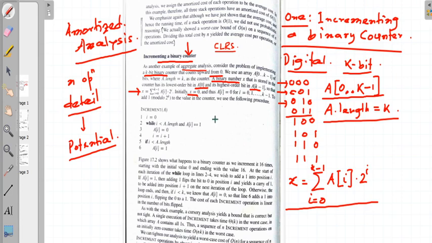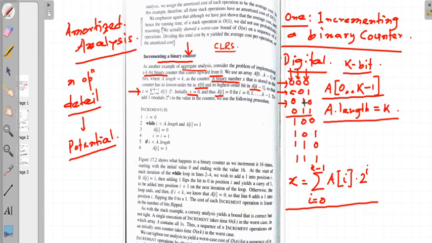Okay, so this is the setting. And x equals 0, and thus for this x equals 0 case, A[i] will be equal to 0 for all i equal to 0 to k minus 1. So this is the 0th term, this is the 1st, this is the 2nd. So for all these, the bit will be 0.